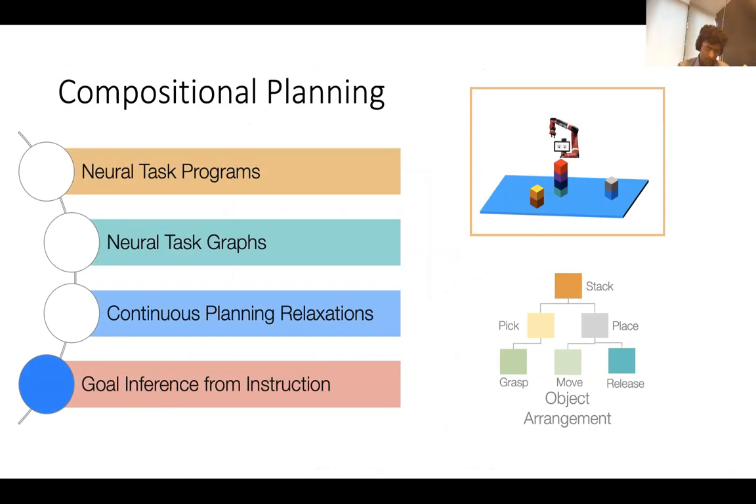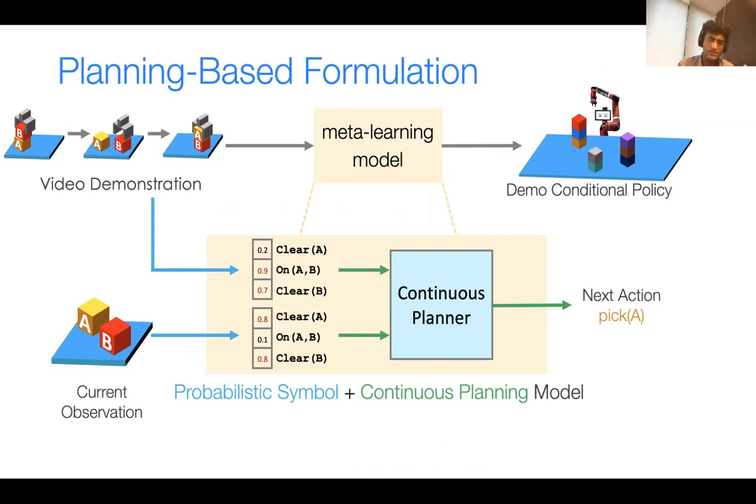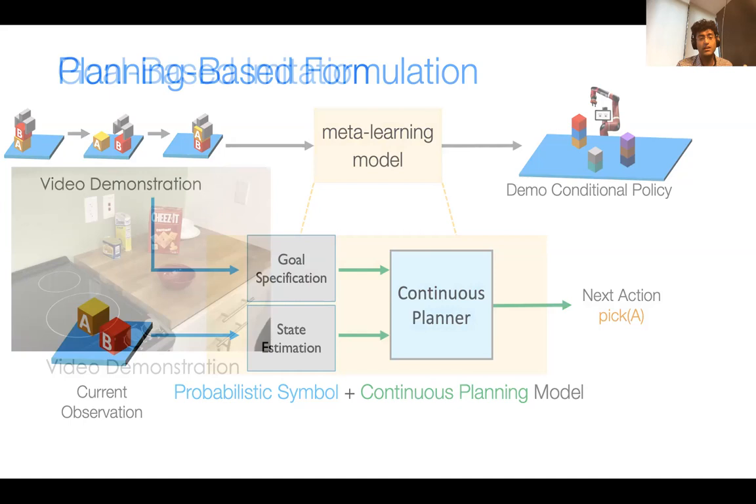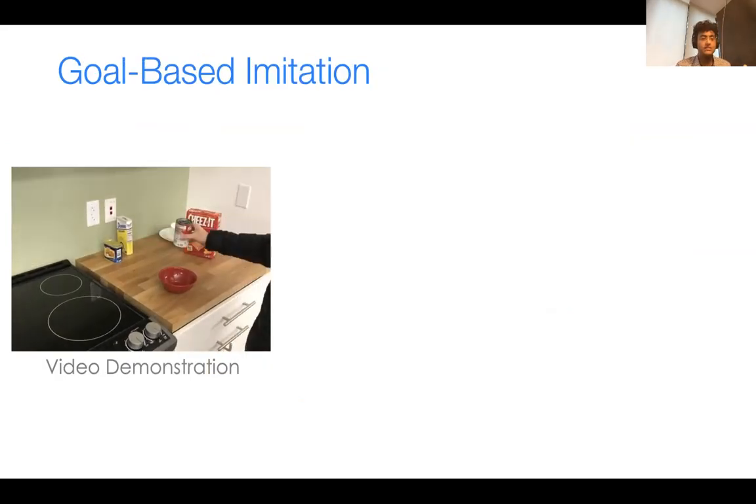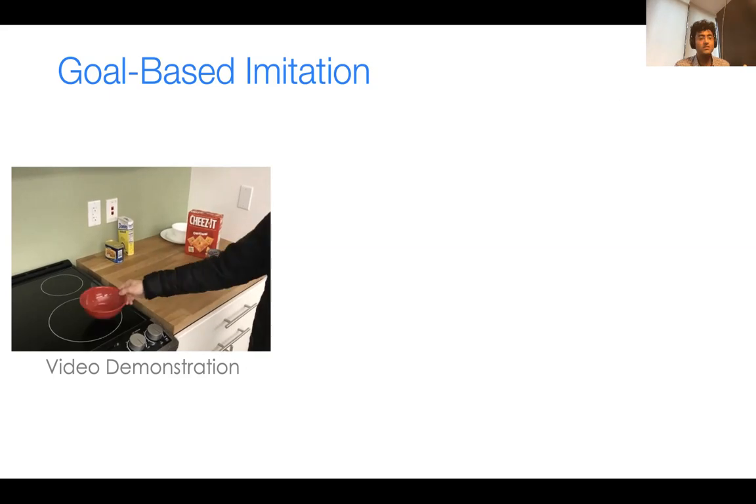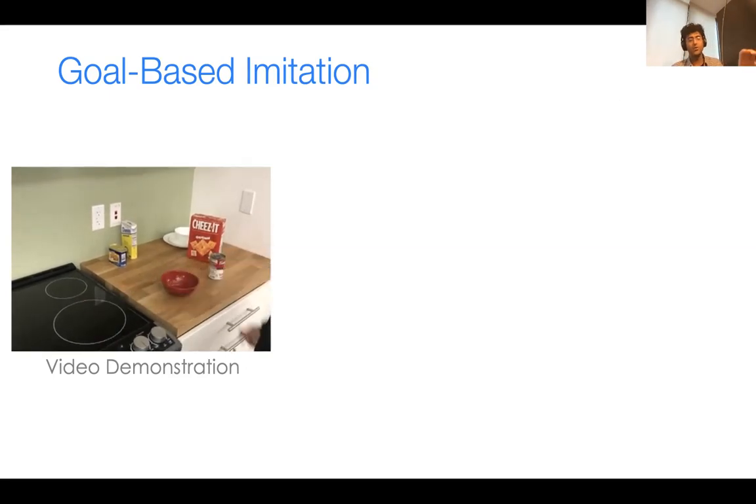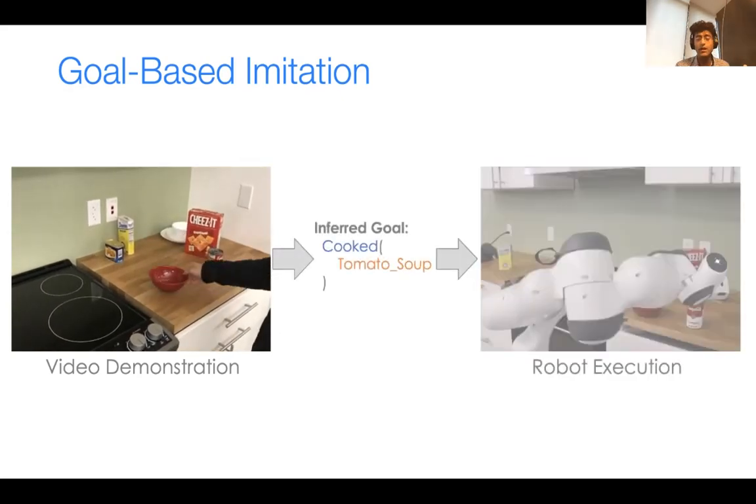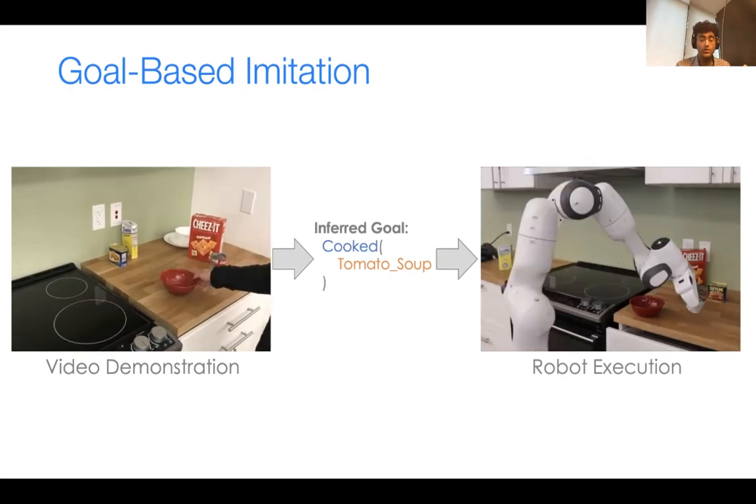So moving on, what I've talked about so far is how we can improve the data efficiency of these planning algorithms in one-shot imitation tasks. But one thing that often gets left behind is that we are specifying some goal and estimating some state, assuming that I can infer the goal state unambiguously. So let's say I am performing this sequence of tasks where maybe I wanted to cook some tomato soup. I pour the tomato soup, put the bowl on the stove and put it back. We need to infer this goal and come up with a policy such that the robot will be able to execute this.